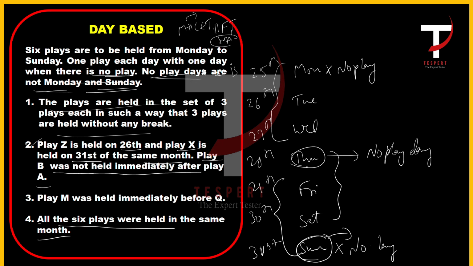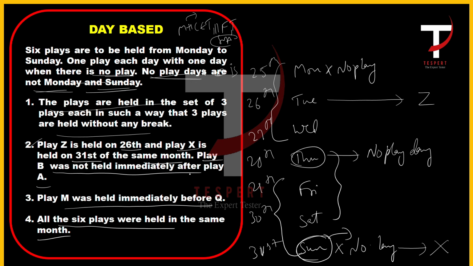Statement 2 says play Z is held on 26th and play X is held on 31st. Okay, so Z is on 26th, X is on 31st. And statement 3 says that play M was held immediately before Q. So play M was held immediately before Q.